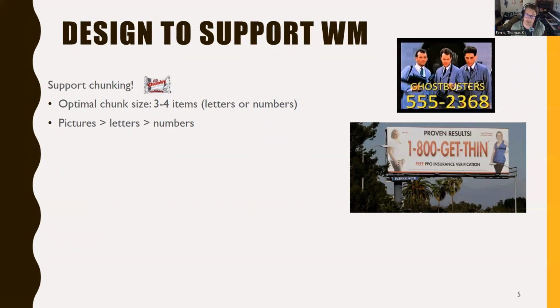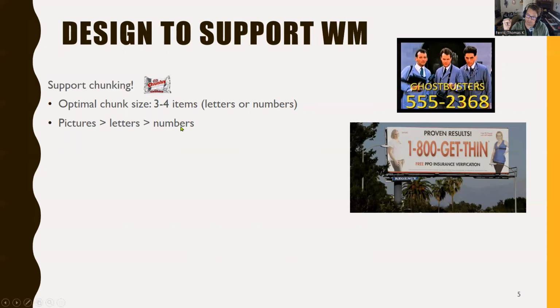Okay, you're trying to get somebody to remember something like a phone number. Pictures are going to be the most informative. Actually, this is just in general showing the efficiency of information processing is highest for pictures, meaning for the least amount of invested effort, I can gain the most information with a picture. Seconded by letters and then by numbers. So I can gain more information.